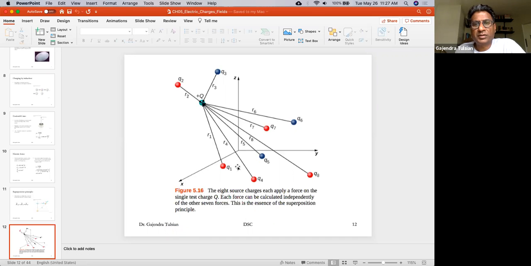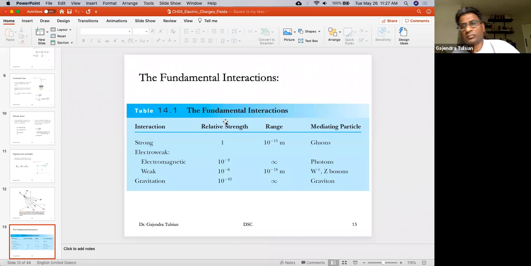So for instance, here, 8 charges, 1, 2, 3, 4, 8 charges surrounding this charge. And to calculate the net force, you calculate the force due to each one of them and then add up all the vectors, I guess. So, and you can do this for as many charges as you want. Okay. So that's the superposition principle.